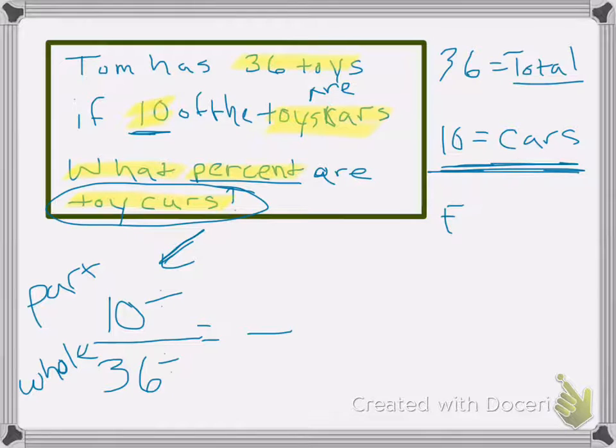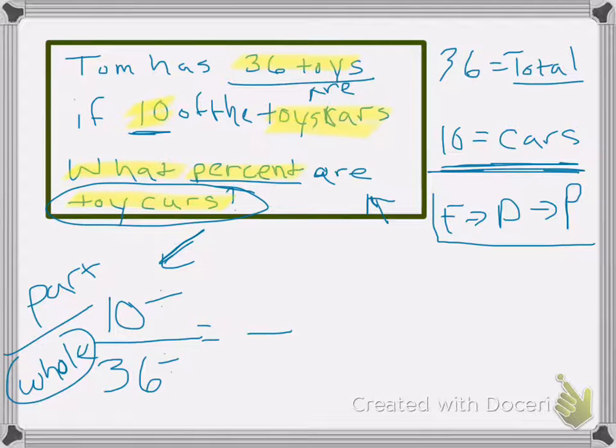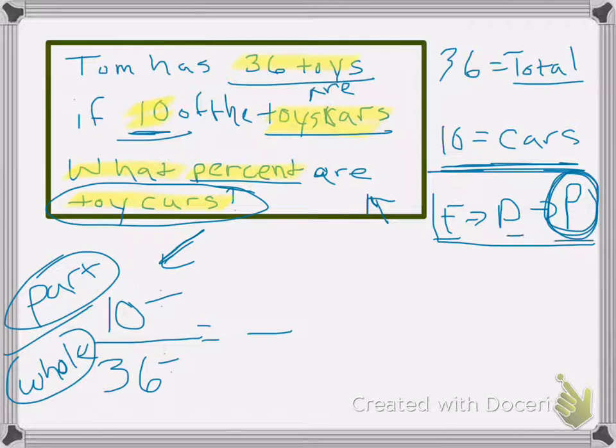And we know after last week and this week that a fraction can be turned into a decimal, can be turned into a percent. So I just made a fraction out of the information that we've got, saying we've got a whole of 36 toys, and we've got a part of 10 toys, being toy cars. Since it's asking for a percent, we can go from fraction to decimal to percent. So I've got my fraction. We need to simplify it because we want to save ourselves some anguish, some time.